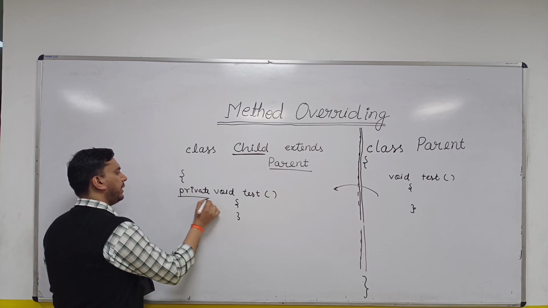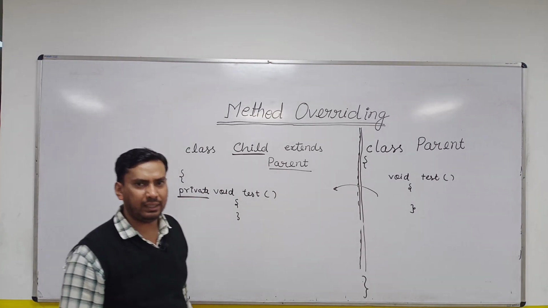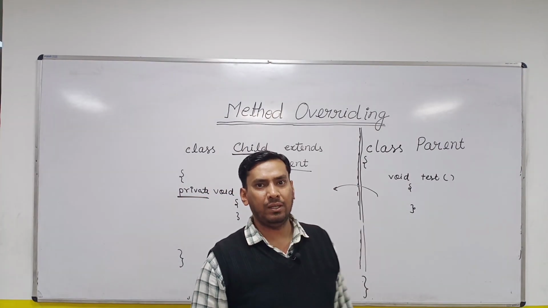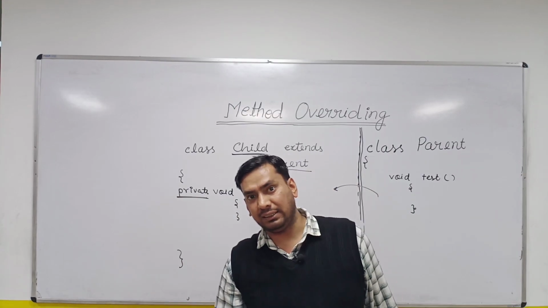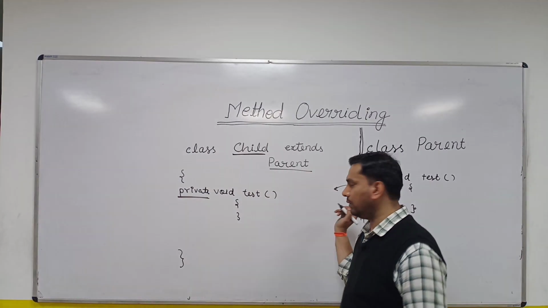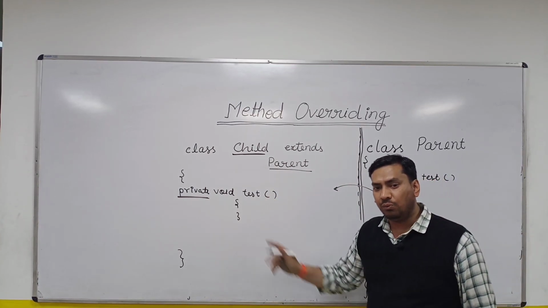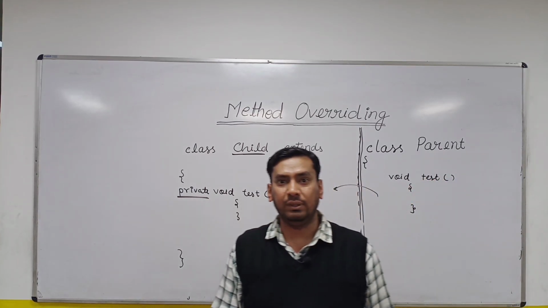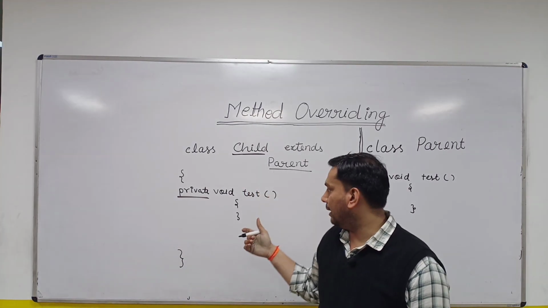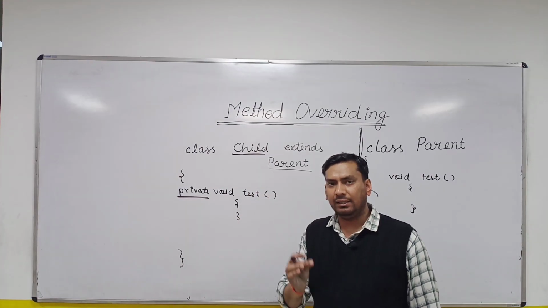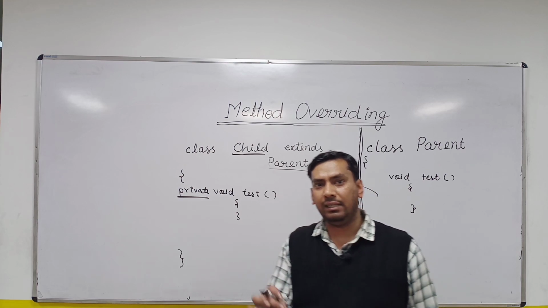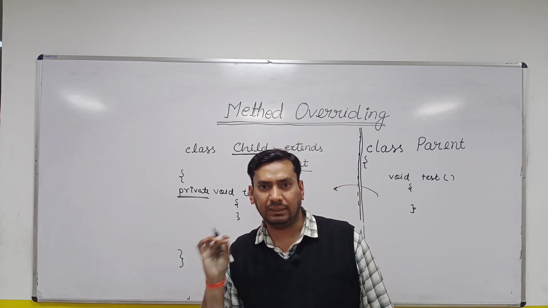Can I write a private access modifier during the overriding? The answer is no. You cannot reduce the accessibility level. Earlier this method was accessible within the package, now you are making it accessible within the class, which is not allowed. It will give you a compilation error saying trying to assign weaker access privileges.